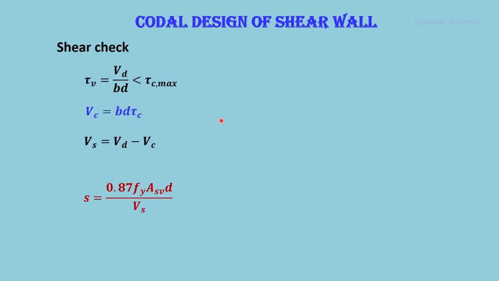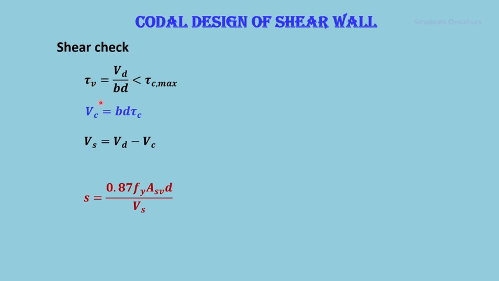Now shear check. All those parameters we have seen so far are involved in the calculation of the moment of resistance of the given wall. Now the same wall is to be checked for shear also. The average shear stress in this section is given by design shear force VD divided by B into D. B here is the thickness of the wall and D is the effective depth of the beam when you consider it as a cantilever beam. Then D is given by 0.8 into LW.